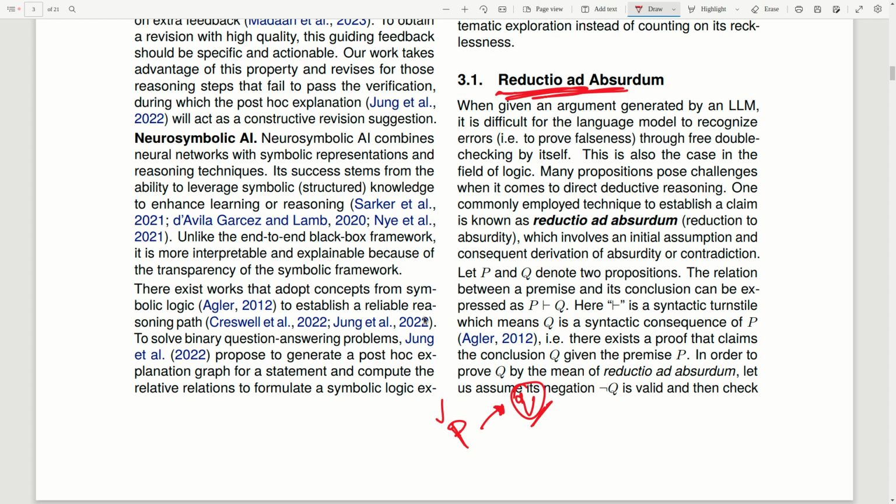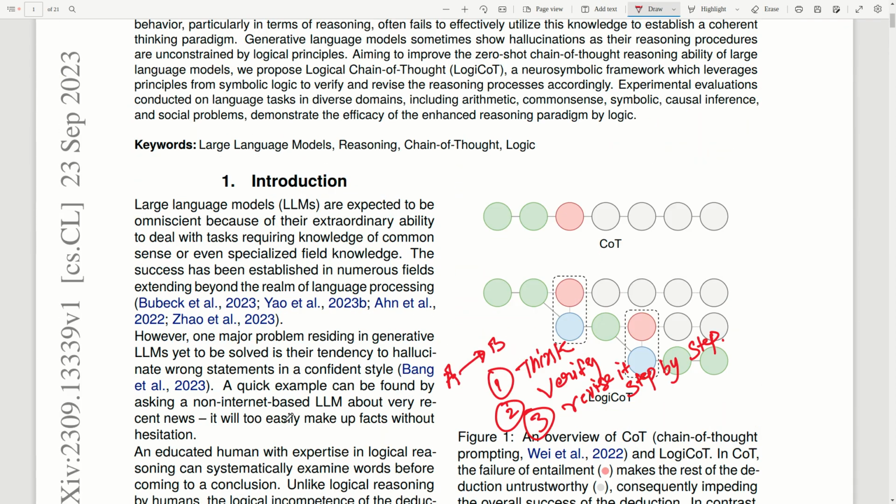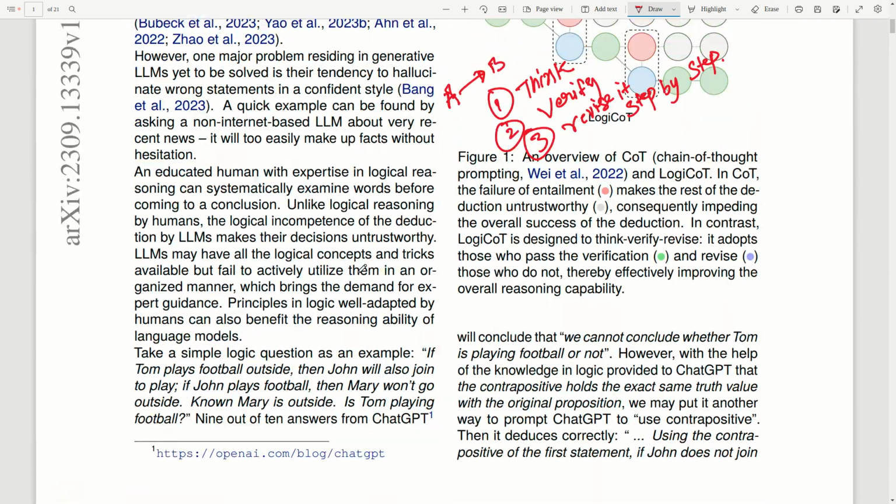And the experimental evaluation in the paper demonstrates the improvement in reasoning abilities across diverse domains, including arithmetic, common sense, symbolic logic, causal inference, and some social problems too. Let me go to the first page. Yes, here they have an example.